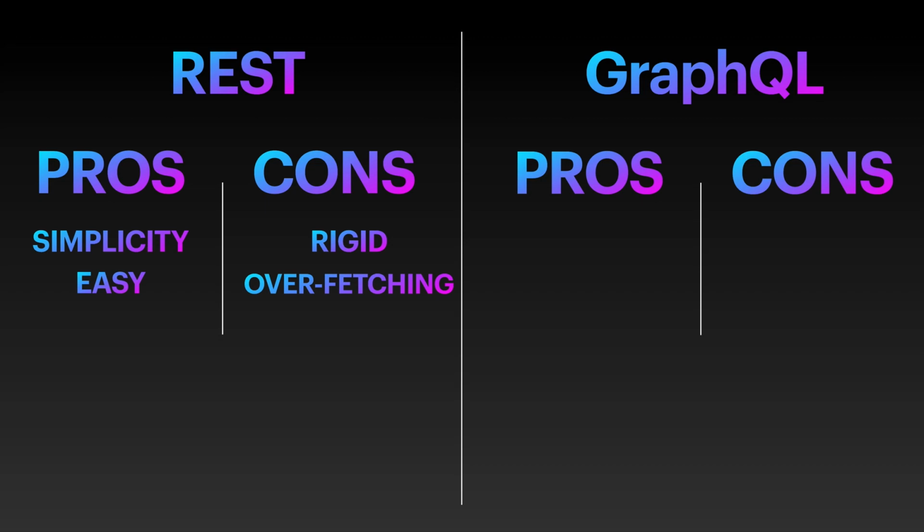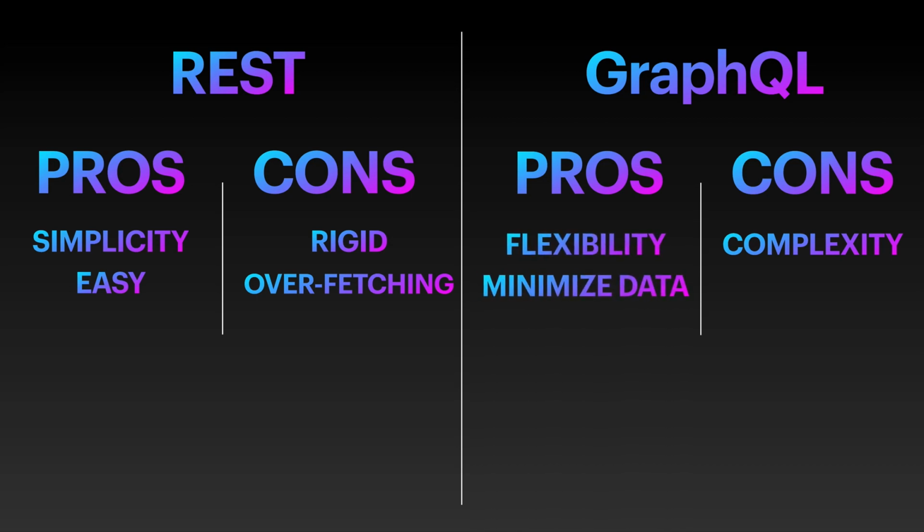GraphQL shines in flexibility. It's excellent for applications with complex, evolving data models or when the client needs control over what data is received. It can minimize the amount of data transferred, reducing latency. The cons: complexity in querying, planning, and execution, potential performance issues with large queries, and the challenge in caching. Plus, the ecosystem is still growing and is not as mature as REST's.